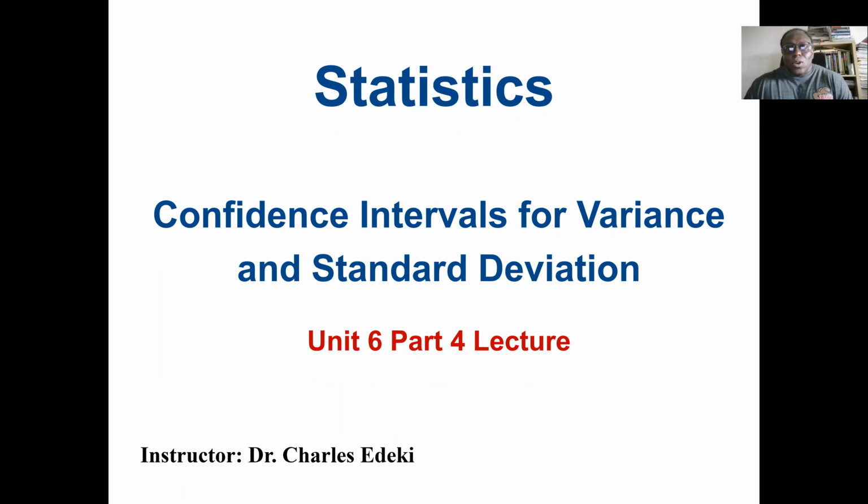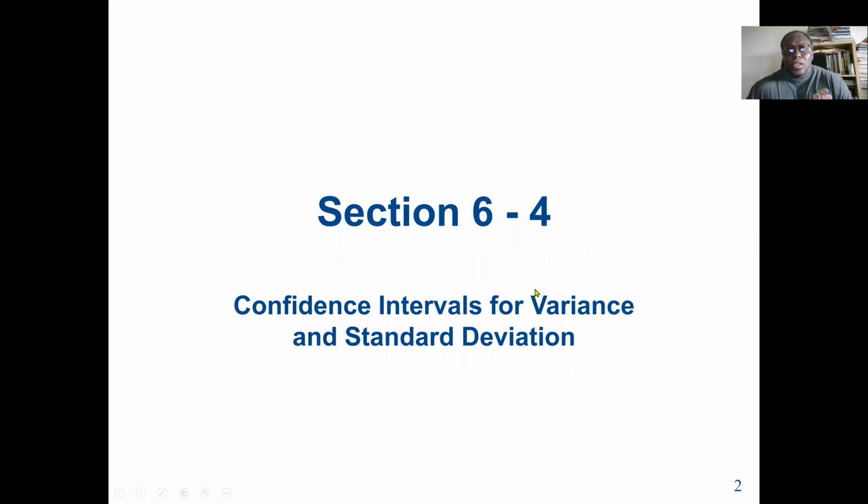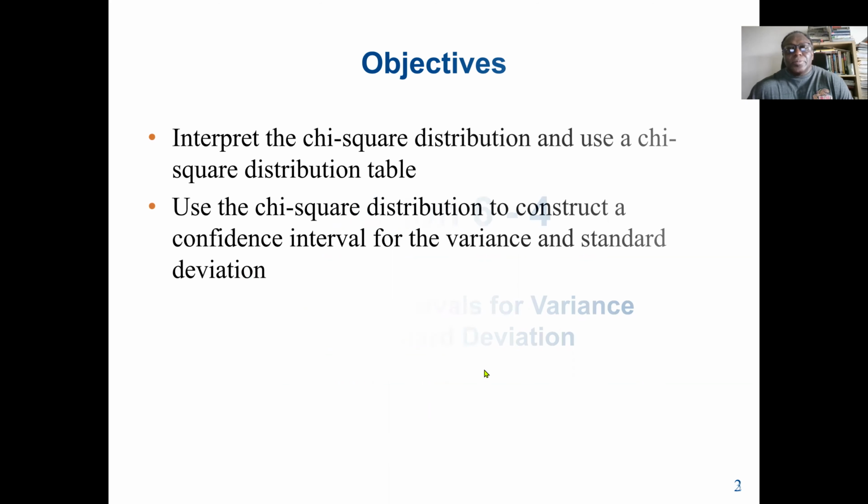And this is again our lectures for Unit 6, Part 4. In these lectures, we're going to discuss confidence intervals for variance and also standard deviation. So this means we also have to cover the chi-square and using the chi-square table. Our main objective in these lectures is covering the confidence intervals for variance and standard deviation.